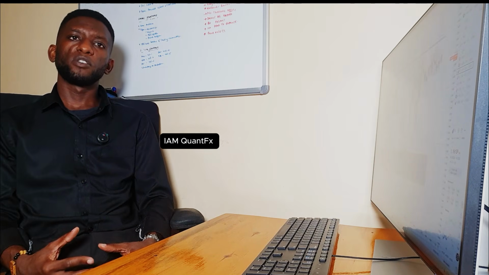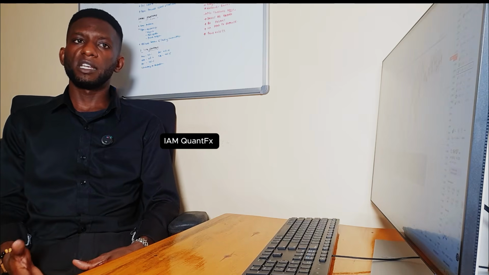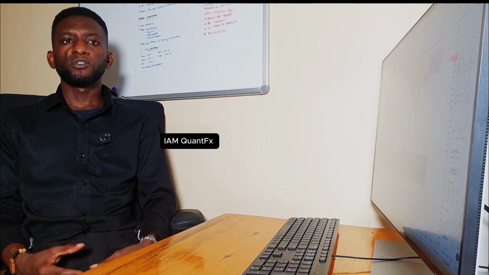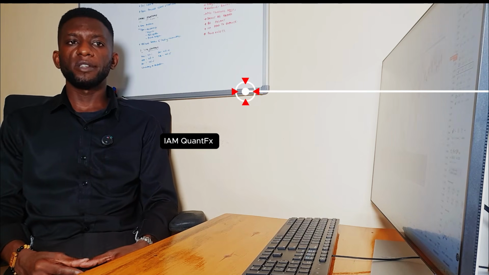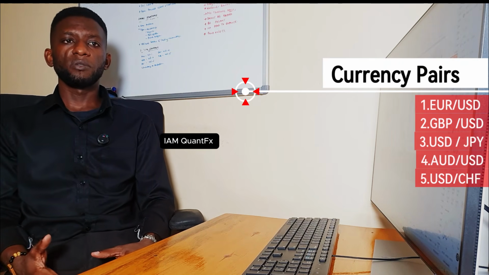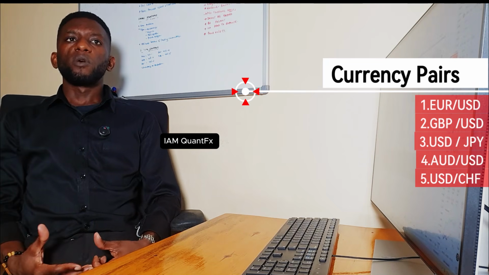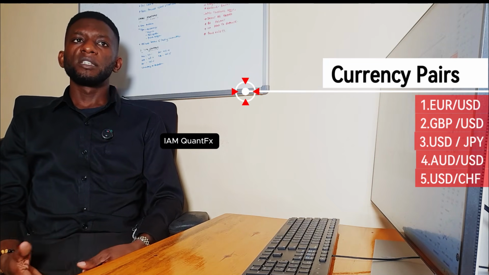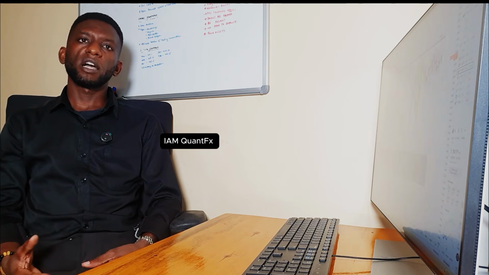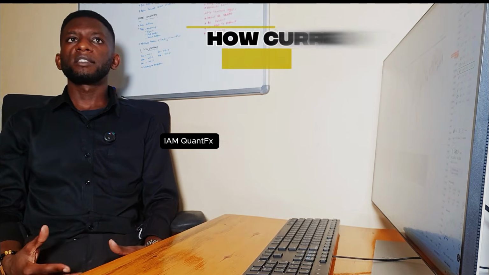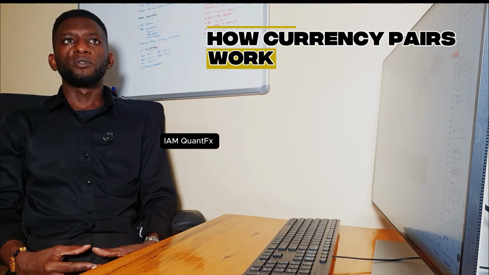This is because whenever you are buying one currency, you are simultaneously selling another currency. Examples of currency pairs that are traded within the forex market include EUR/USD, JPY/USD, USD/JPY, AUD/USD, and USD/CHF. Each pair compares the value of one currency against the other. Understanding the currency pairs.